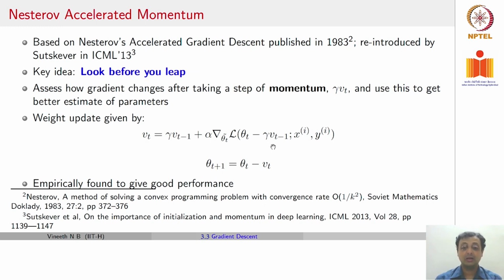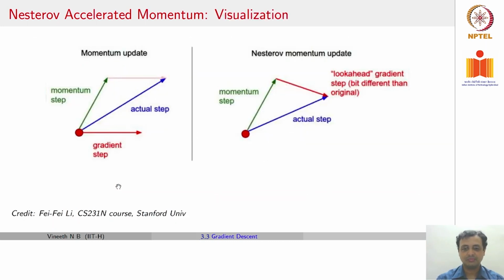What does this mean? This means that we take theta t, which is the current parameters. Vt minus 1 was my previous parameter update. I'll have one more update of that with gamma, with my momentum parameter. Go to that step, compute my loss on that weight configuration, and then use that gradient to make my move in this step. This idea is empirically found to give good performance.